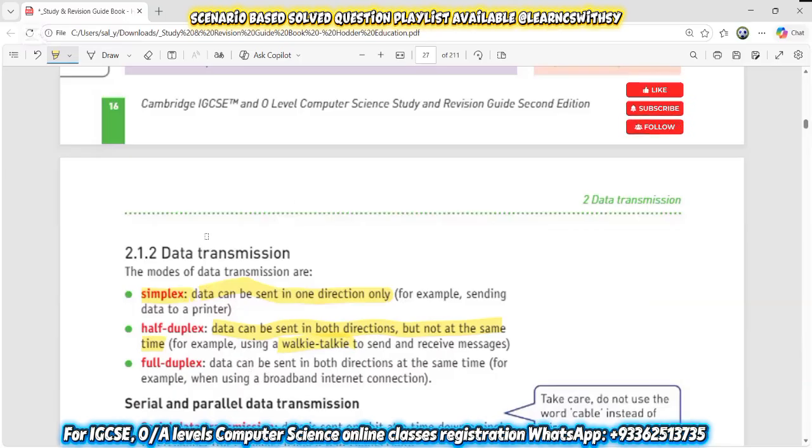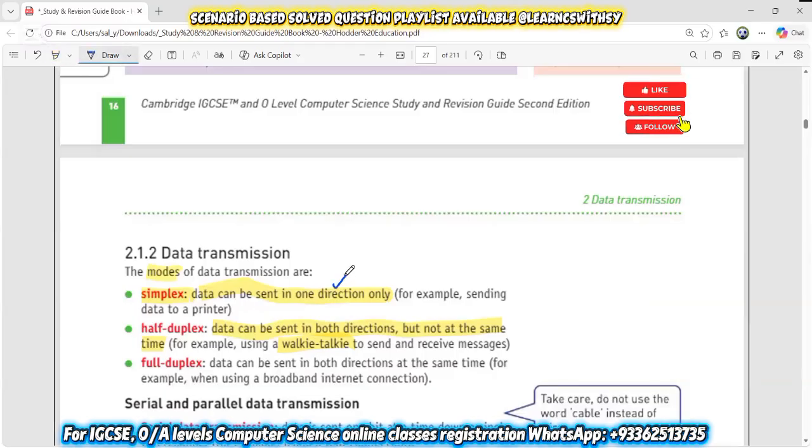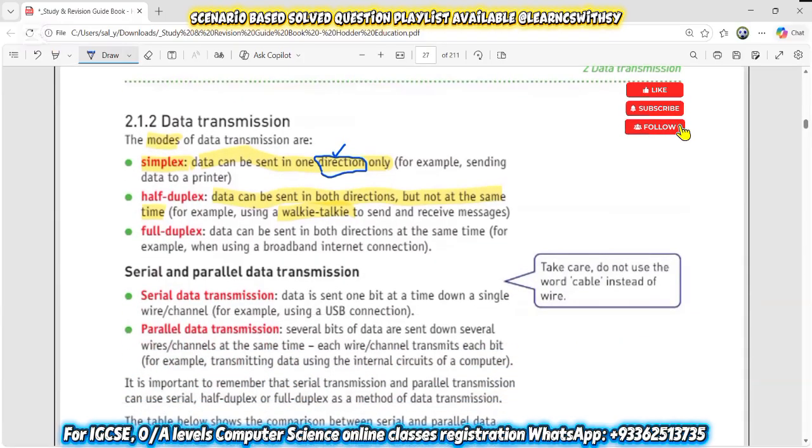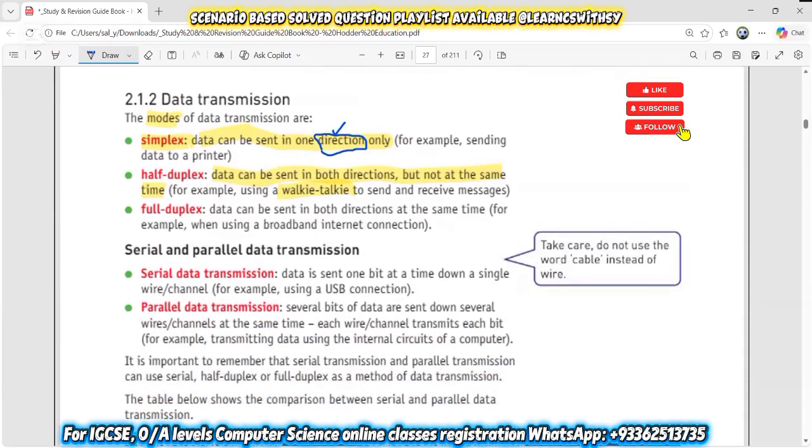So be very clear. Whenever it is modes, you need to mention clearly, or in other words, if they are talking about the term direction, let me highlight the term direction. Very important. So when they say direction, you need to talk about simplex, half duplex, and full duplex. And when it comes to the number of bits being transmitted, then you need to talk about the terms serial and parallel.